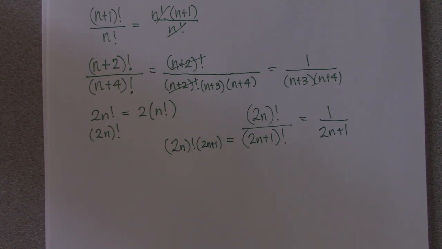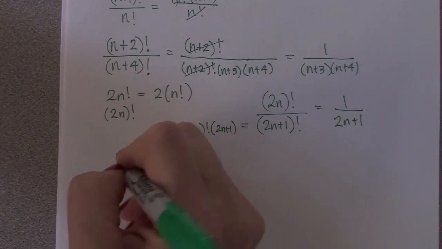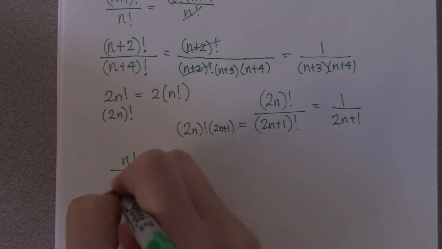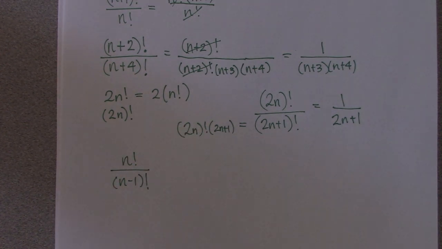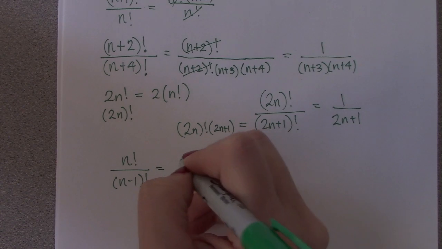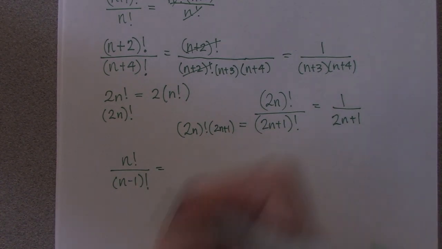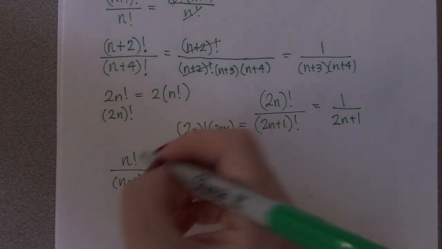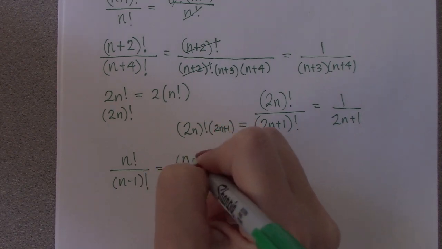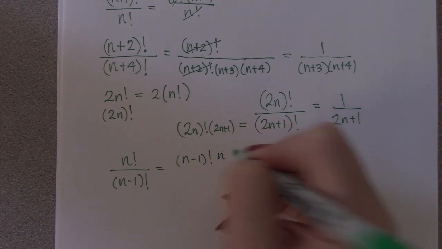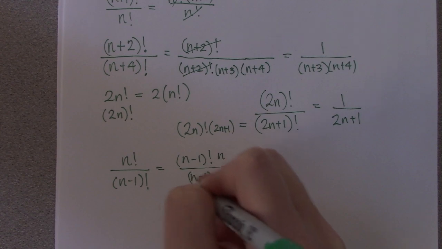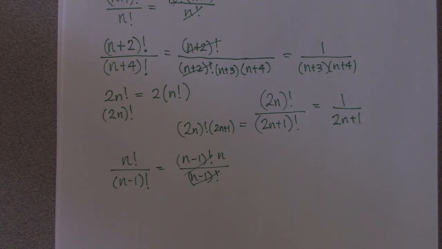Would it work the same way with subtraction? Like, would we ever get n minus 1 factorial? Yeah, actually, that's a good question. So if you had n factorial over n minus 1 factorial, you look at the bigger thing. You always want to break up the big thing. So n is bigger than n minus 1. So this is saying go up to n minus 1 and then multiply by n. So this just simplifies to n.